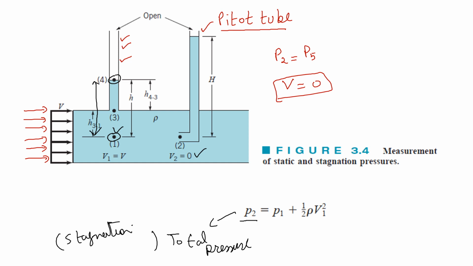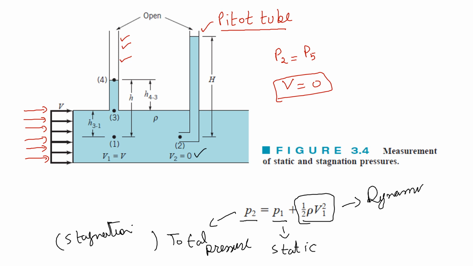So this total pressure is equal to P1. At point 1, we have measured the static pressure. So P1 is the static pressure plus half rho V squared, that is the dynamic pressure. That is the pressure due to the velocity of the fluid. So by using this setup and applying the Bernoulli equation on point 1 and point 2, we have come up with certain terms of pressure, that is, the total pressure is equal to the static pressure plus dynamic pressure.